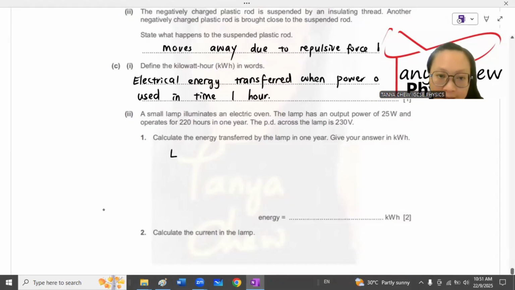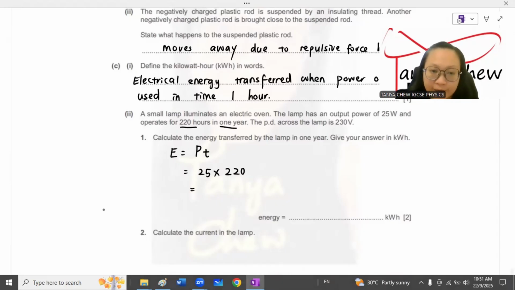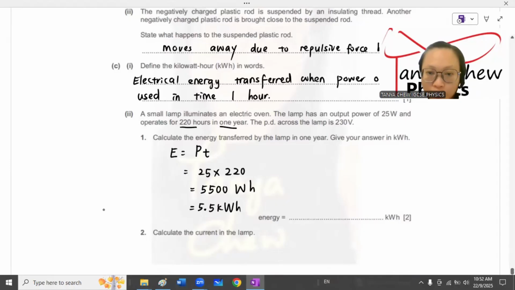So still remember, energy is equal to power times time, or power is equal to energy over time. So make energy the subject. Power is given as 25 watt. The time is 220 hours in 1 year. So just times 220 in 1 year. So your answer is 5,500 watt hour. So you have to put it in kilowatt, so you divide by 1,000. So you basically get 5.5 kilowatt hour. So the answer is 5.5.